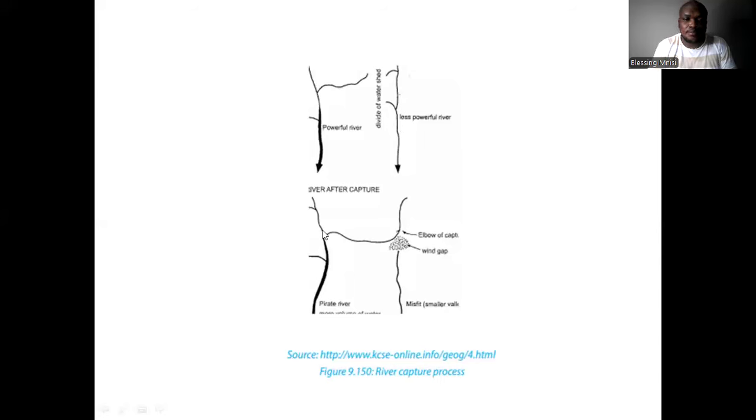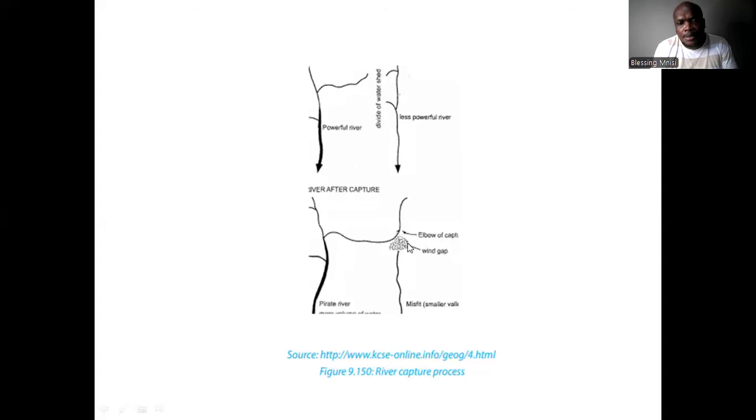Look now at the second diagram. This is after river capture has taken place. So you can see here the water is diverted from the captured stream, and it joins what? It joins the capture stream. At this point where it diverts and joins the capture stream, we refer to this point as what? As the elbow of capture. That's where the water diverts and then joins the capture stream.